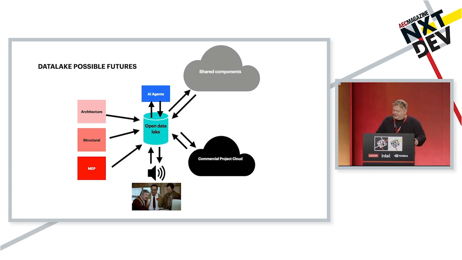By going to a data lake, you can run your AI agents directly on your project information. You can have granular data going in and out. I'm not saying that you're not going to be using commercial applications. You'll still be using MicroStation, Revit, BIM, whatever. But the idea is that you can be in control of your information and then start having access to your project data.